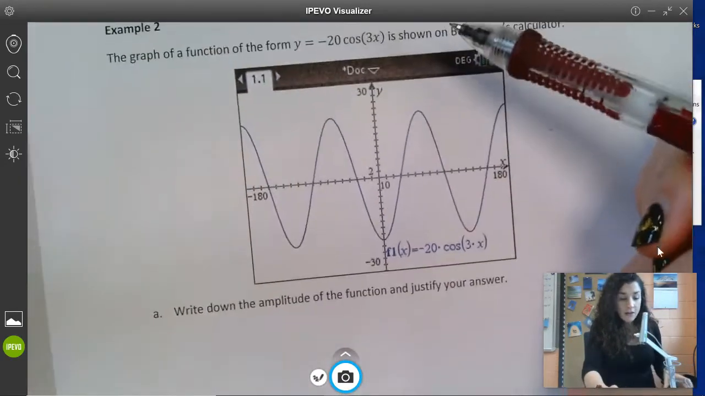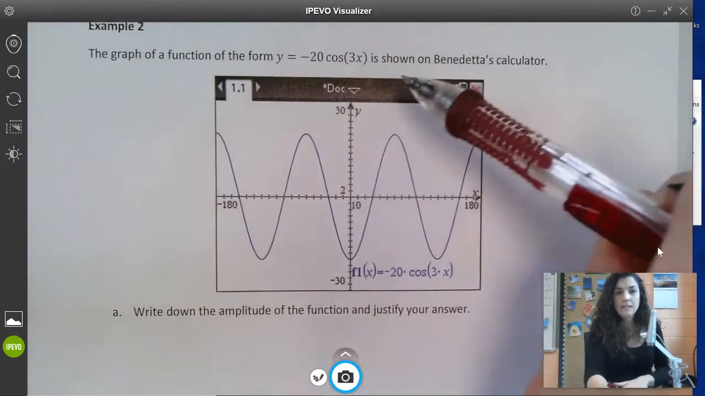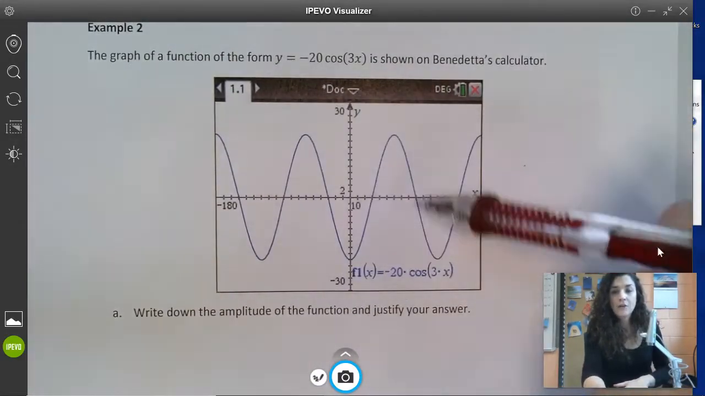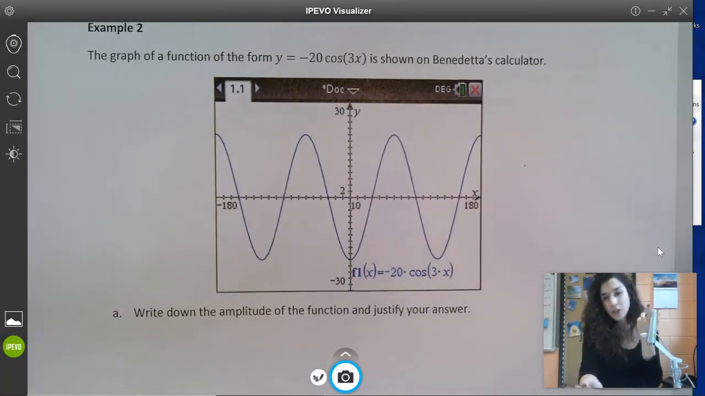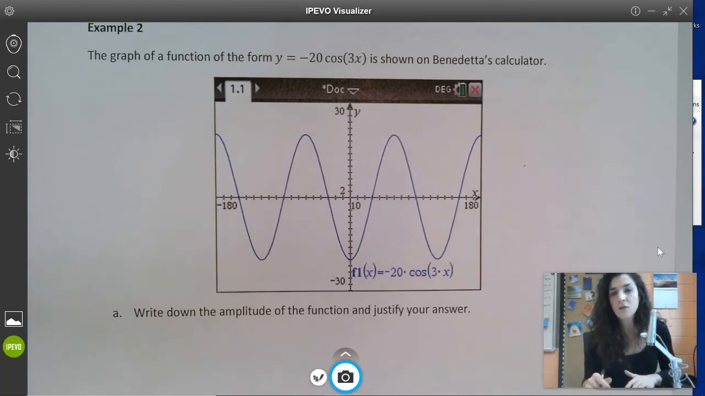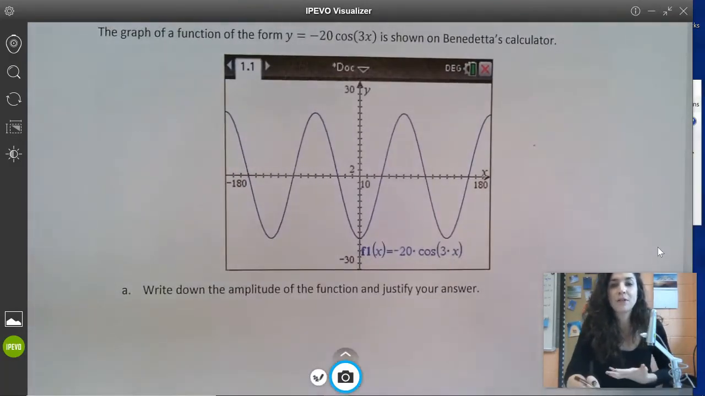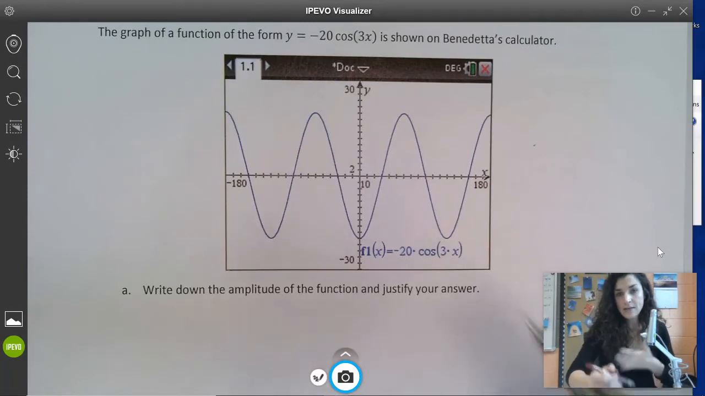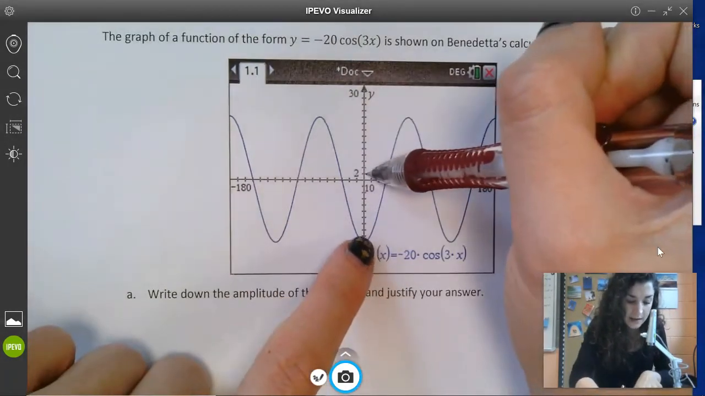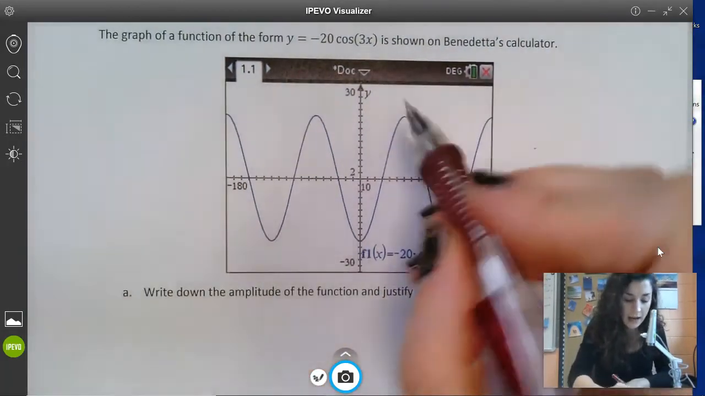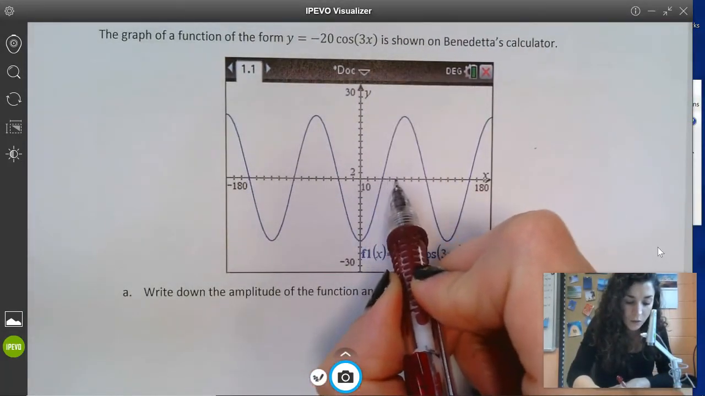So we have the equation here for this next example shown on the calculator screen down here as well. So we're going to write down the amplitude, and it says justify your answer. And when it says justify your answer, it just means show mathematically, right? So mathematically, we're going to show that the amplitude is what we say it is. So we can see here that we're going by units of 10 on the x-axis and units of 2 on the y-axis. 10, 20, 30, 40, 50.